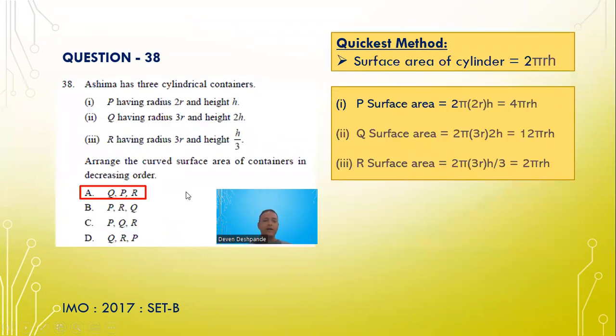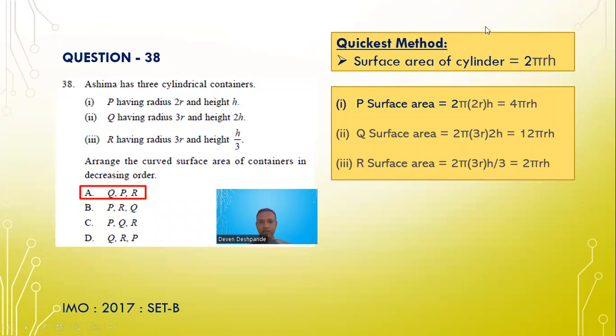Okay, next one. Ashima has 3 cylindrical containers. P has radius 2r and height h, Q has radius 3r and height 2h, R has radius 3r and height h upon 3. Arrange the curved surface areas of the cylinders in decreasing order. What is the surface area of a cylinder? The surface area of the curved part of the cylinder is 2 pi rh. You forget the top and bottom. Only the curved surface area is 2 pi rh.